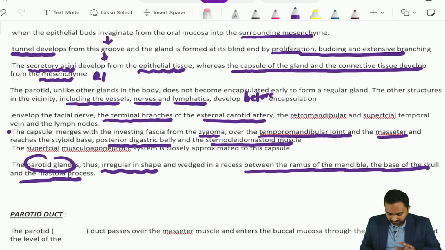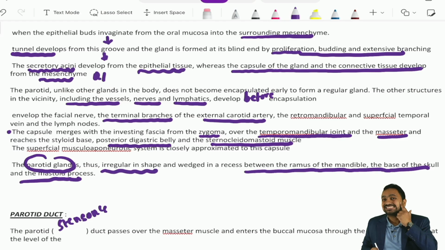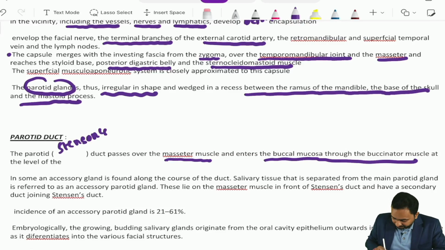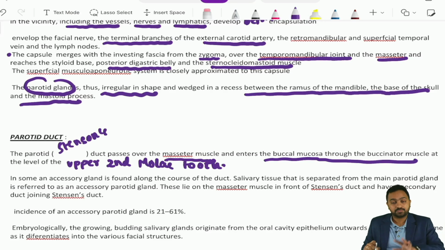Now, the parotid duct is your Stenson's duct. It passes over your masseter muscle. If you clench your teeth, this prominent muscle is your masseter muscle. Your parotid duct passes over this masseter muscle and enters your buccal mucosa through your buccinator muscle at the level of your upper second molar tooth.